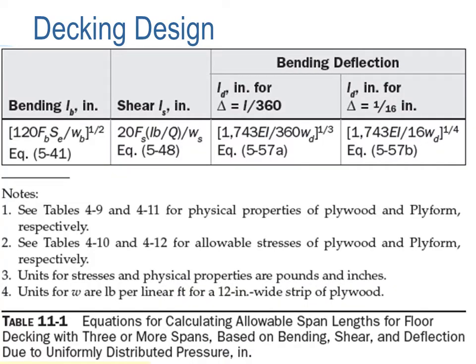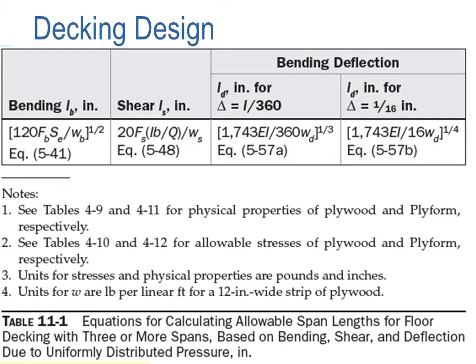So in your reference, the chapters that are available online, you will see tables like this one, summarizing the critical span that may cause failure due to bending or shear or absolute deflection or relative deflection. So you will basically calculate four spans and you will pick the smallest of the four, because the smallest will be the one at which the failure will be initiated. You will not reach the highest one. You will fail at the first one that will cause failure.